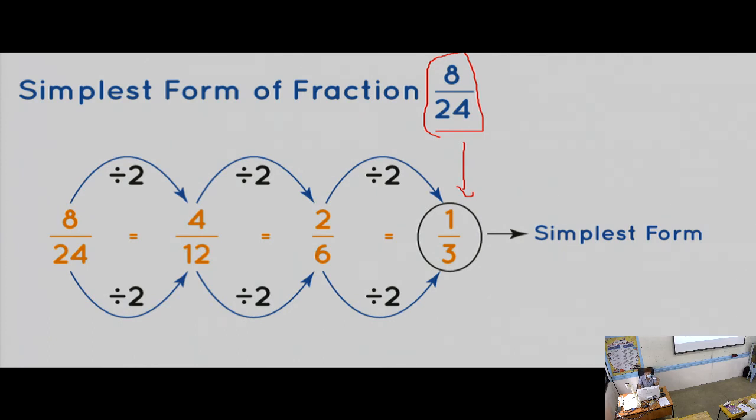Or, since that is 8 and 24, their greatest common factor is 8, you can just divide by 8. 8 divided by 8 is 1, 24 divided by 8 is 3. Still, the answer you will get is 1 over 3. But if you cannot get the greatest common factor, you can just keep on dividing, and if you cannot divide it anymore, then that would be the lowest form. Okay?